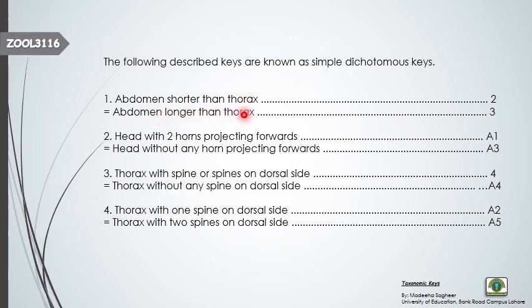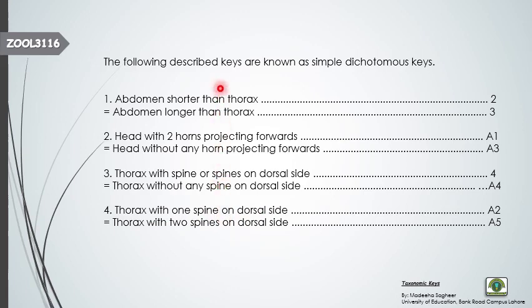Alright. So this is another couplet, number 2. That is giving description about the head: with two horns projecting forwards, head without any horn projecting forwards. This is the couplet number 3. Thorax with spine or spines on dorsal side, thorax without any spine on the dorsal side. And this is the couplet number 4. Thorax with one spine on dorsal side or thorax with two spines on dorsal side.